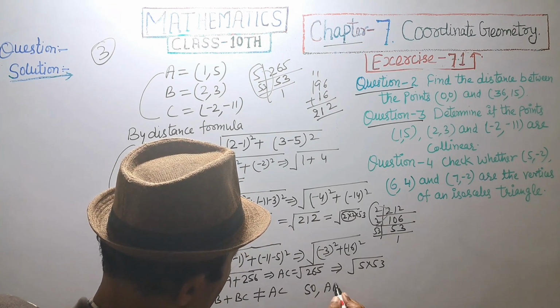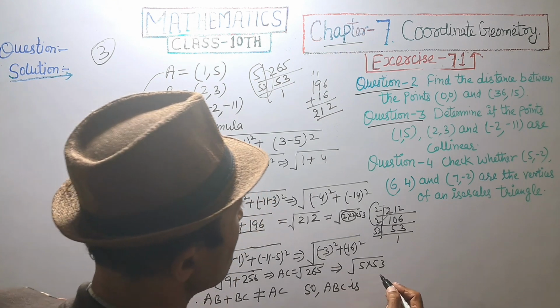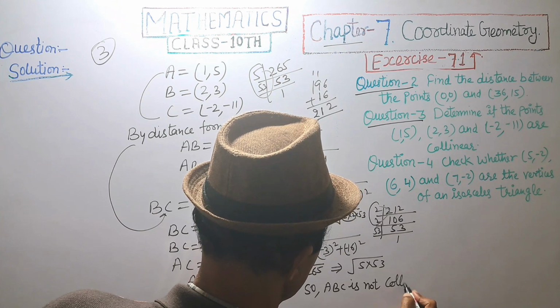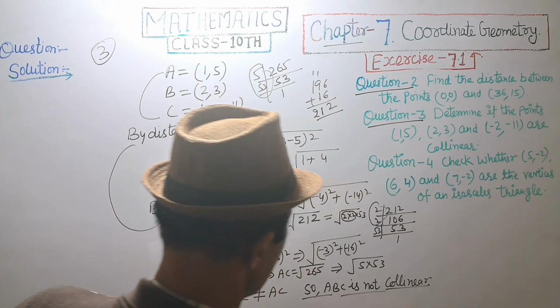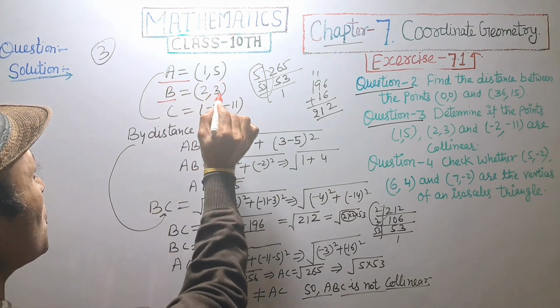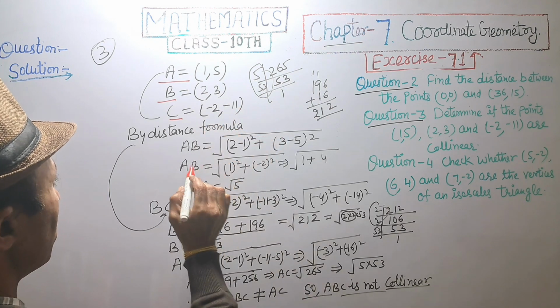So ABC is not collinear. Given A is (1, 5), B is (2, 3), C is (-2, -11).